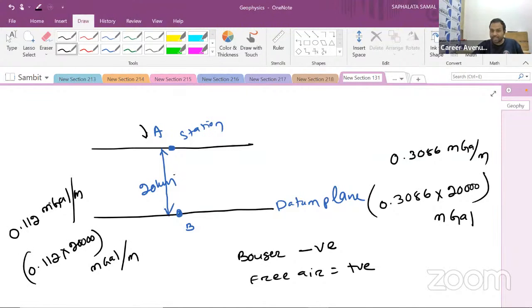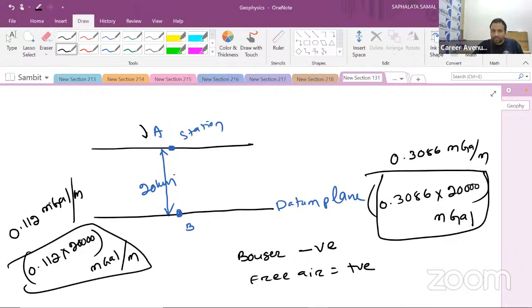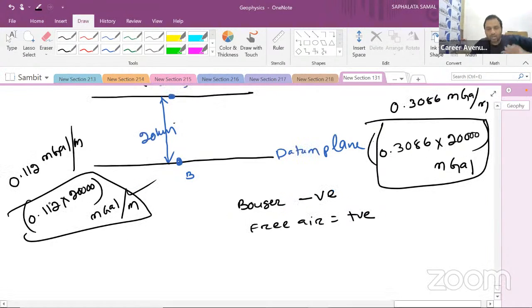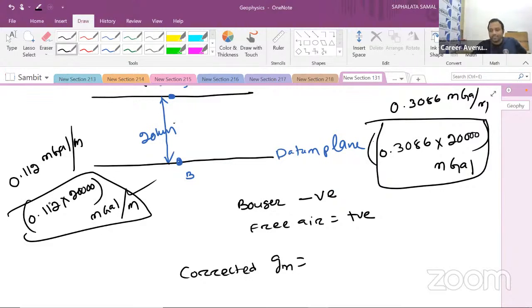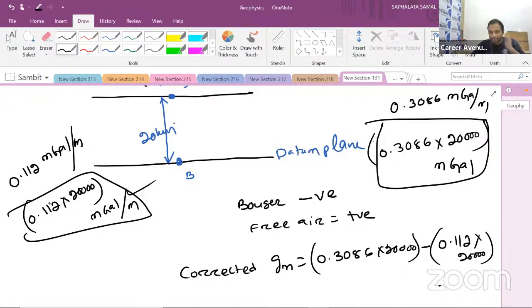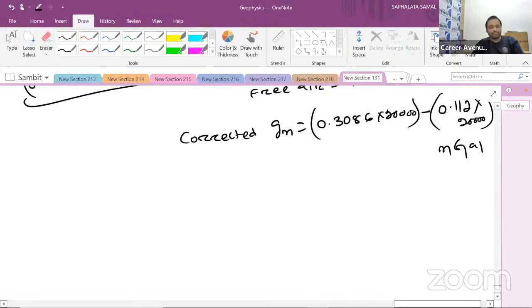But one of them is positive. Which is positive? The free air is positive. In this case, Bouguer is negative. So I will subtract this from this. I can write the corrected gravity. In this case, corrected measured gravity is 0.3086 into 20,000 minus 0.112 into 20,000. The unit will be milligauss. This is how we apply the free air and the Bouguer correction.